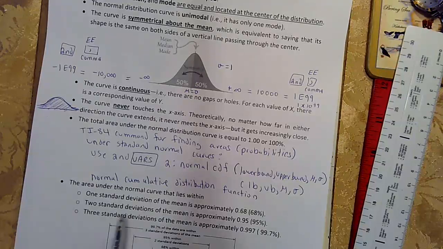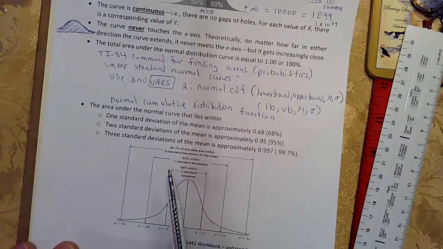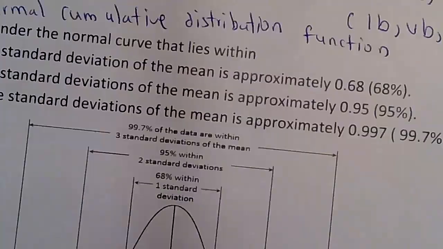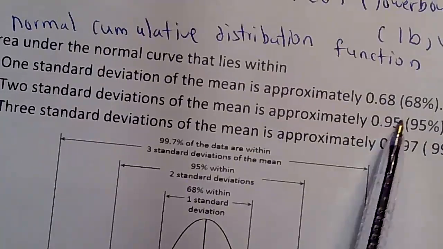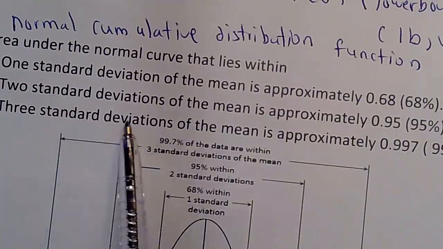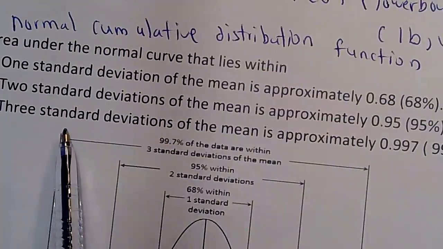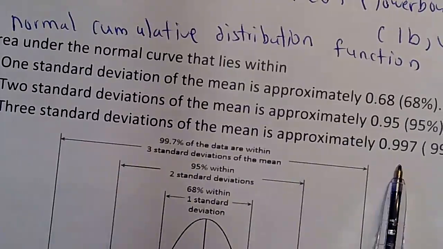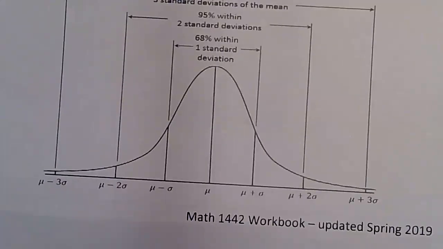And then it says that the area underneath the normal curve that lies within 1 standard deviation of the mean is approximately 68%. The area that lies within 2 standard deviations of the mean is approximately 95%. And within 3 standard deviations of the mean is approximately 99.7%. They have a nice picture of that here, and so you're familiar with that.